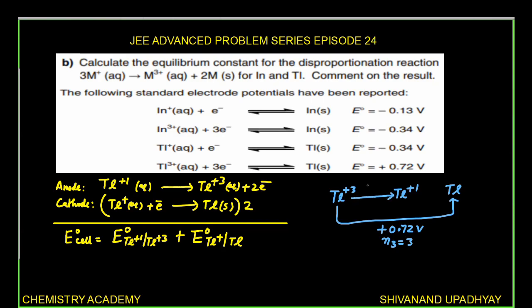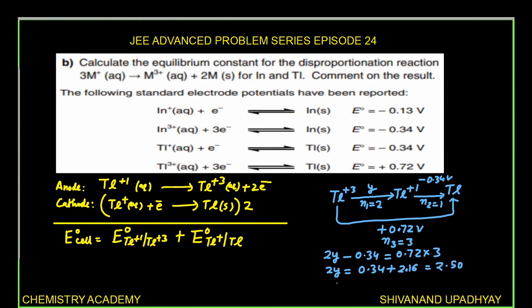We have to calculate this value, E naught of this reaction. The number of electrons participating here is 2, and this value is given, thallium +1 to thallium. This value is minus 0.34 volt, and the number of electrons participating in this reaction is equal to 1. So from here I can write that 2 times of Y minus N2 into E naught 2 is minus 0.34 volt, and this is 0.72 into 3. If I simplify, 2 times of Y is equal to 0.34 plus this will be 6, so 2.16. So if I add, this value is coming 2.50 volt, and from there we got that the value of Y is equal to 1.25 volt.